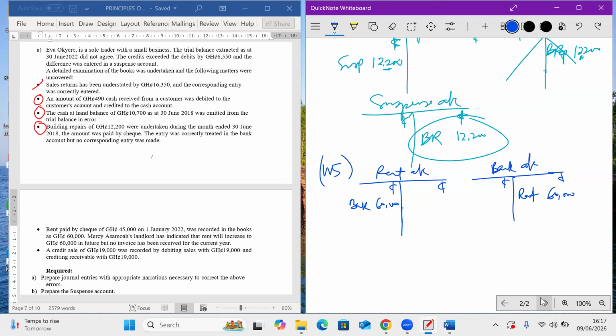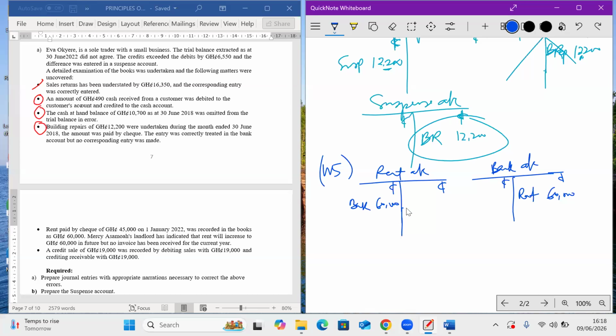Yes. So rent paid by check of 45,000 on 1st January 2022 was recorded in the books as 60,000. So let's just do that. How was it recorded? In the bank account, they recorded it as 60,000. Meanwhile, what they took to the bank was 45,000. That's what they gave, a check of 45,000. But when they were recording, they recorded it as 60,000 on the credit side. And on the rent debit side, they recorded it as 60,000. That's how it was recorded in their books. But the actual amount was what? 45,000. So how do we deal with this?